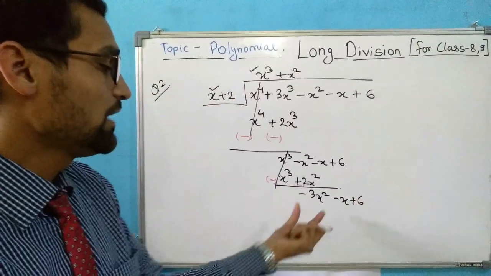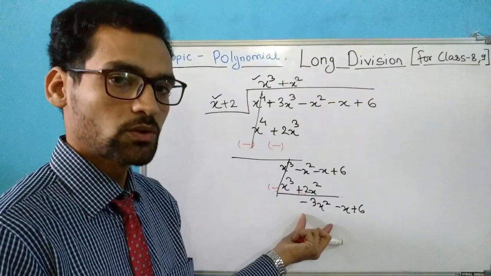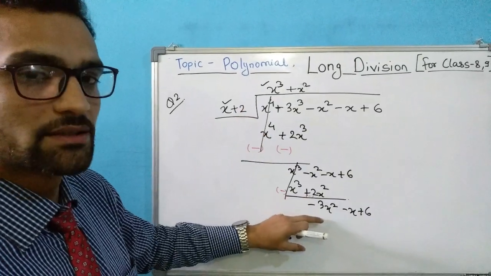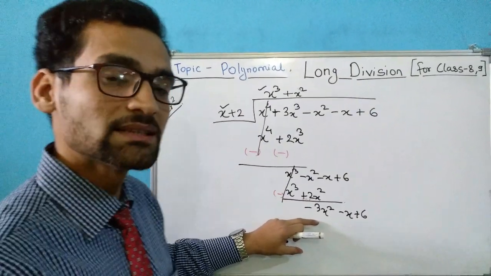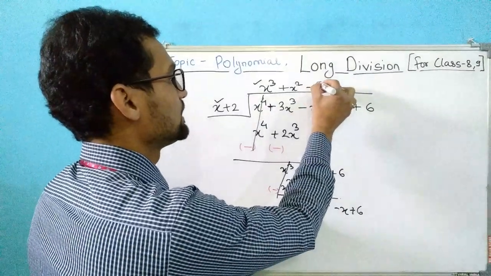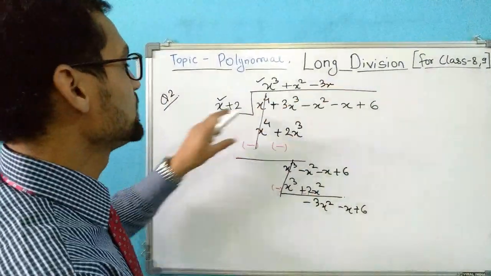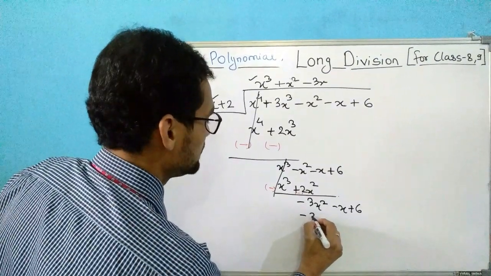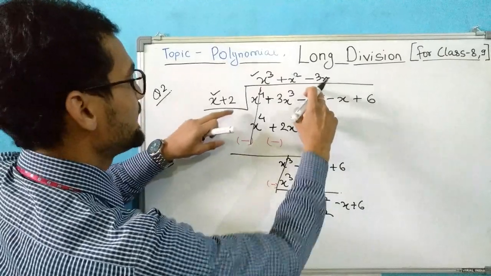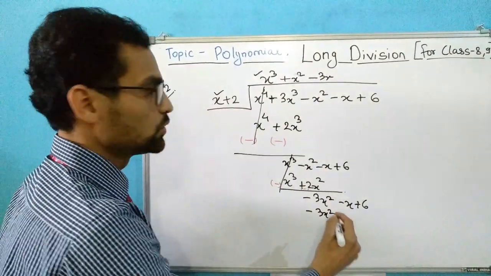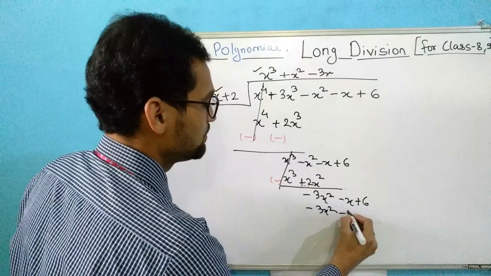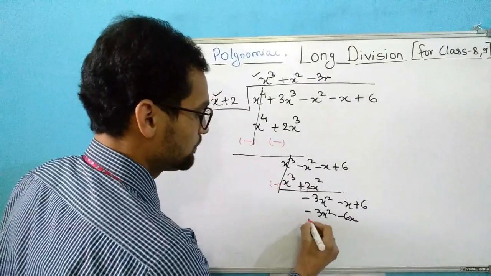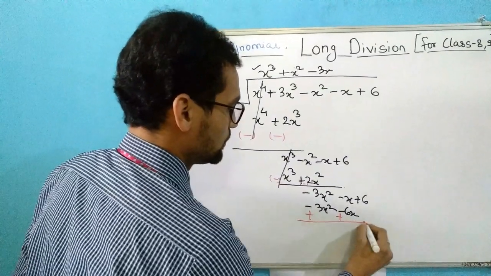Okay, now we have minus 3x square. Now what should we multiply to get this? That will take minus 3x square. So obviously we'll multiply with minus 3x. Because minus 3x into x is what? Minus 3x square. Minus 3x into plus 2 is what? Minus 6x. So this will be minus 6x. Right? Now we have to change the sign. This will be positive and this will also turn positive.